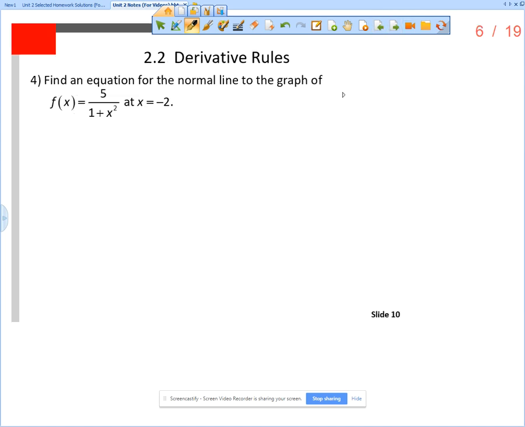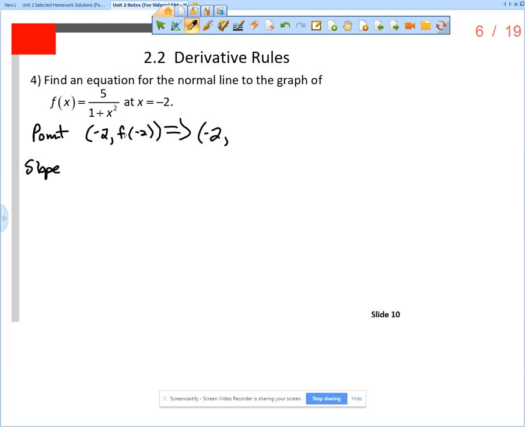Find an equation for the normal line to the graph of f at x equals negative 2. All right, so what we need to remember is if I want to find the equation of any line, I need to know a point and a slope. All right, so starting off the point. Well, remember, it's at x equals negative 2, so our point is going to be negative 2 comma f of negative 2. All right, and so then we want to evaluate this.